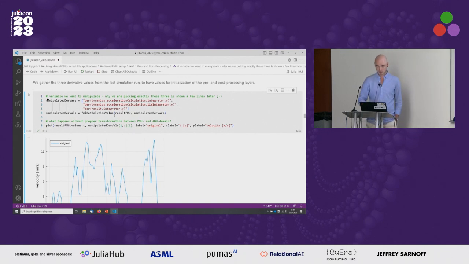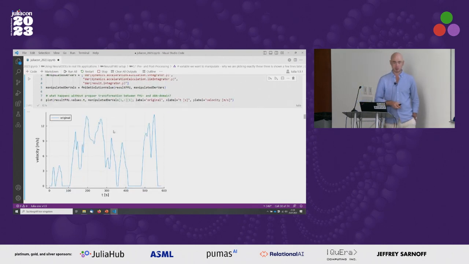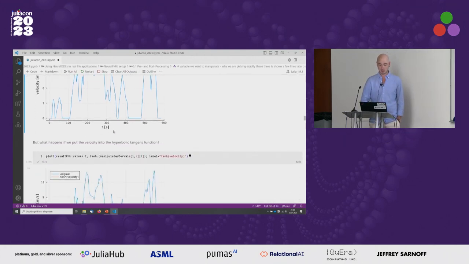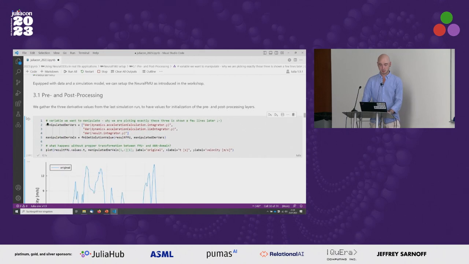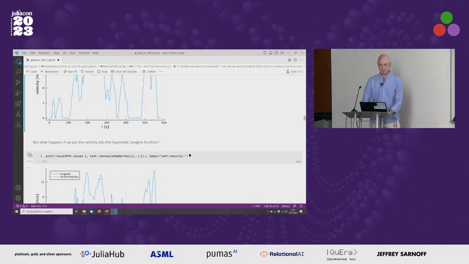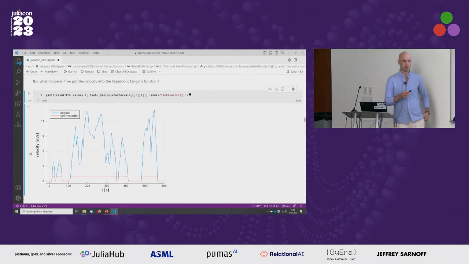So if we plot the first of these values, which is the velocity, we saw this plot a few times today, but it's the velocity as we think it to be. So what happens if we push this velocity in the hyperbolic tangent function, and we already saw it a few slides ago, it gets drastically saturated. So it cannot become greater than 1. And we are also losing much information, like these little trends and so on. They're all lost in the saturation, basically.